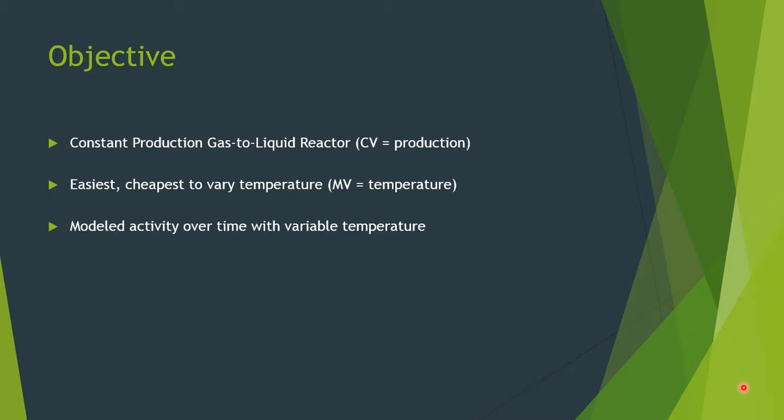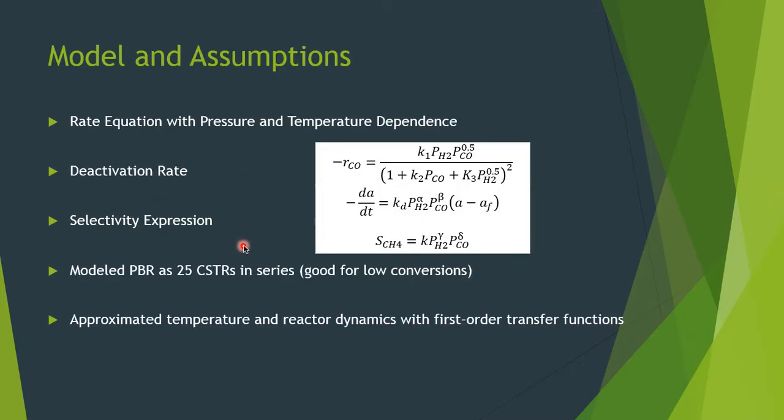So a significant problem with Fischer-Tropsch or gas-to-liquid processes is that the catalyst deactivates over time, making constant production difficult. We wanted to achieve this with a control variable of production, and the easiest and cheapest way to do this is by varying temperature. It's an exothermic reaction. You can get it as hot or as cool as you want. We had a manipulated variable as temperature, and we did this by modeling the activity over time with the temperature varying throughout. Now Stephen Stanley is going to take us away.